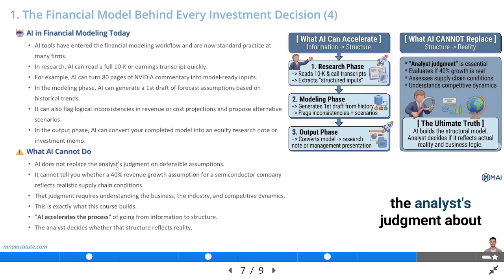AI does not replace the analyst's judgment about which assumptions are defensible and which are not. It does not tell you whether a 40% revenue growth assumption for a semiconductor company reflects realistic supply chain conditions or wishful thinking. That judgment comes from understanding the business, the industry, and the competitive dynamics, which is exactly what this course builds. AI accelerates the process of going from information to structure. The analyst decides whether that structure reflects reality.